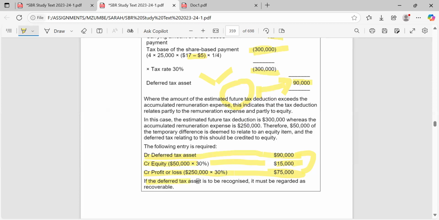And say if the deferred tax asset is to be recognized, it must be recoverable. Of course, if you have the deferred tax asset, it means you are going to recover the taxes later. So you should be able to recover them, right? So it should obviously be recoverable. If you cannot recover it, then it's nonsense to record it, right?